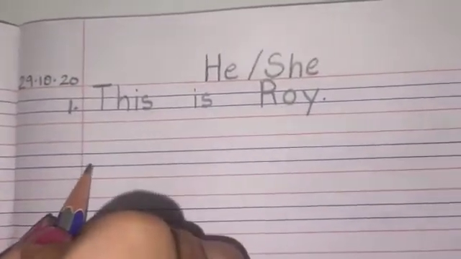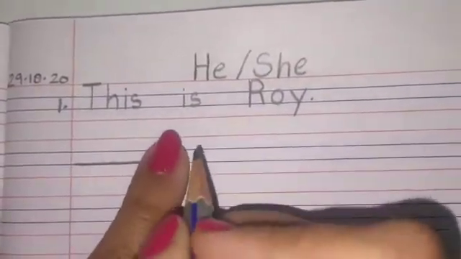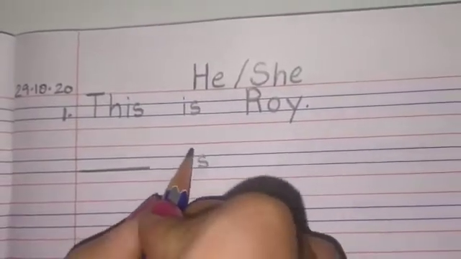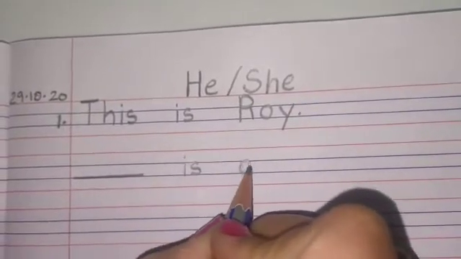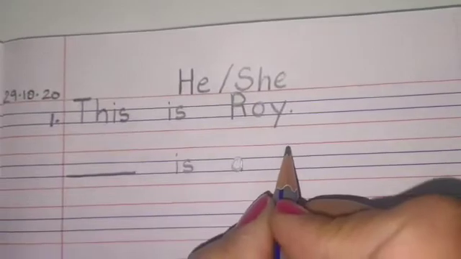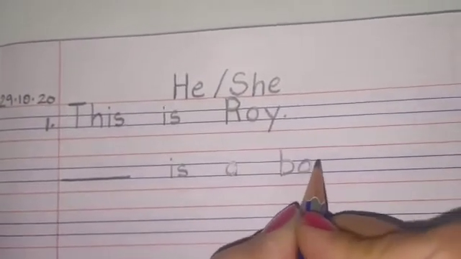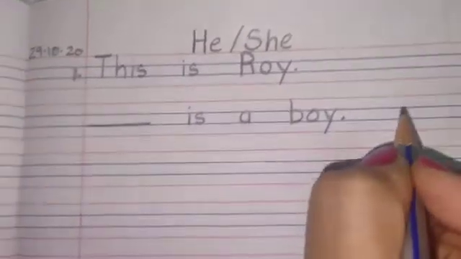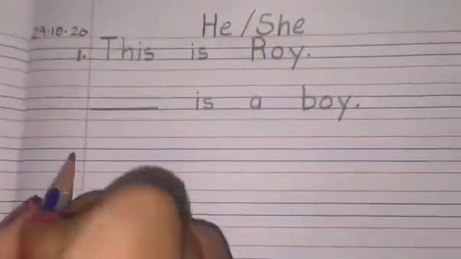Next line, we will make 1 dash, leave 1-finger space, and write i, s, is, leaving 1-finger space, B, O, Y, boy, full stop. Okay, children. Now we will leave this one line, so we will put a cross here.